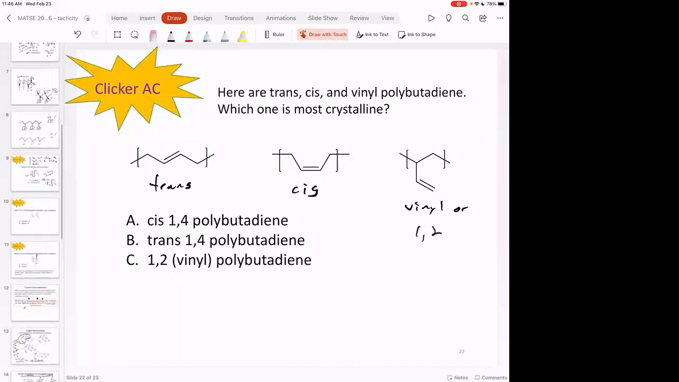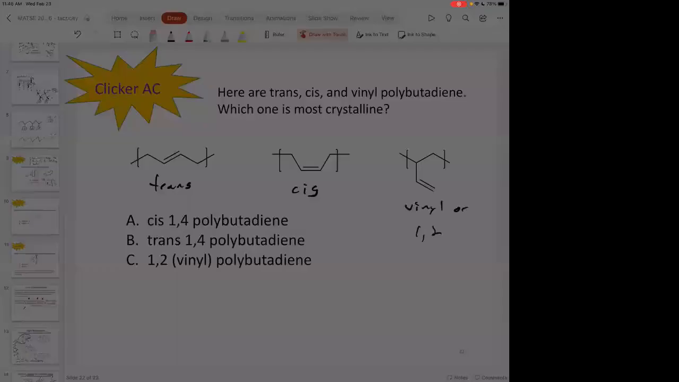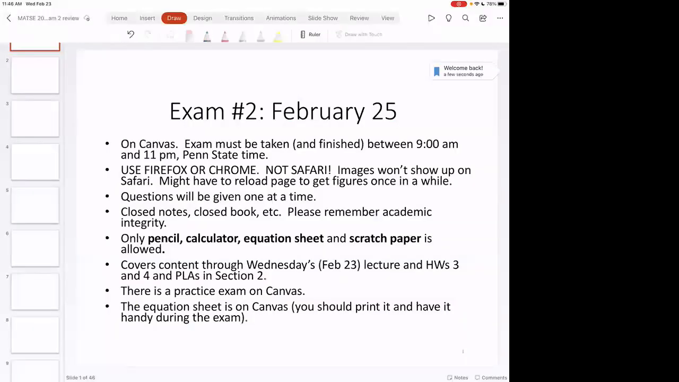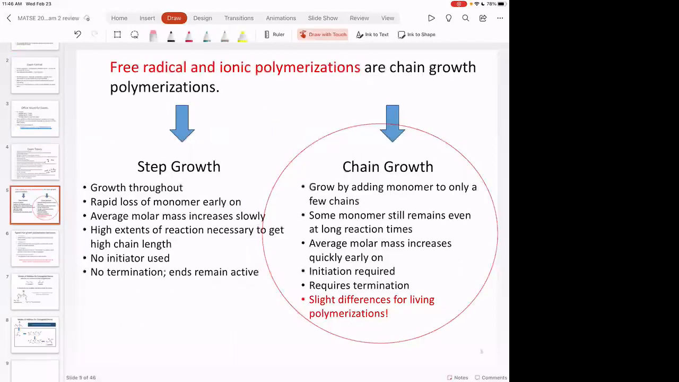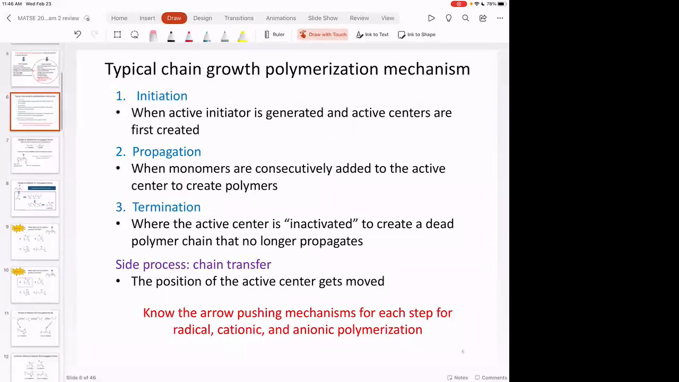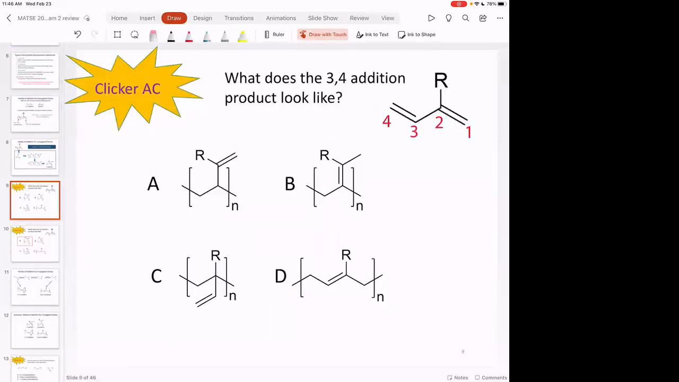Other questions? All right, let's see, what do I have here? Yep, focus on chain growth, you know that. Okay, we talked about that. We talked about diene addition. All right, so you can get out your clickers, and this is just a review. This is the easiest diene addition problem. So first, you have to recognize that this is a diene.